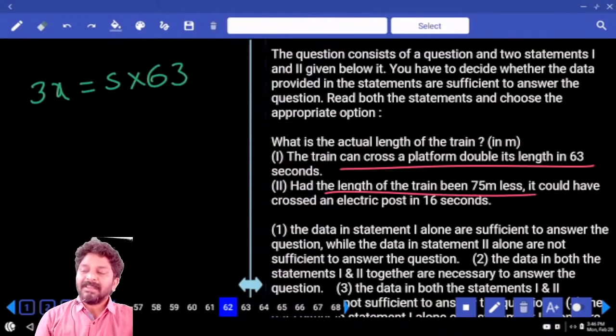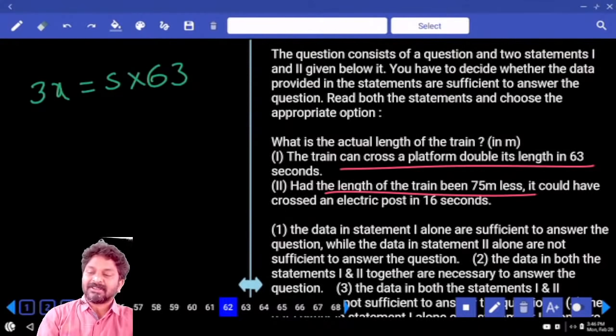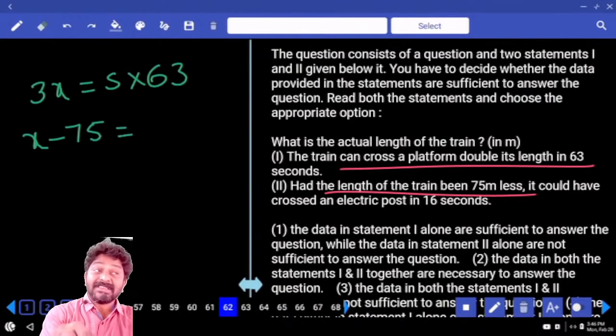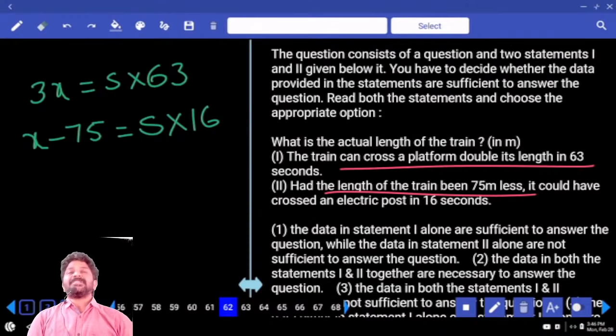Had the length of the train been 75 meters less and it is crossing an electric pole, then distance covered is equal to x minus 75, which is equal to distance covered in the second case, which is speed into time 16. How many equations are there? 2 equations are there. And how many variables are there? 2 variables. When you have 2 equations and 2 variables, can we calculate and get the value of x and speed? Yes, we can.